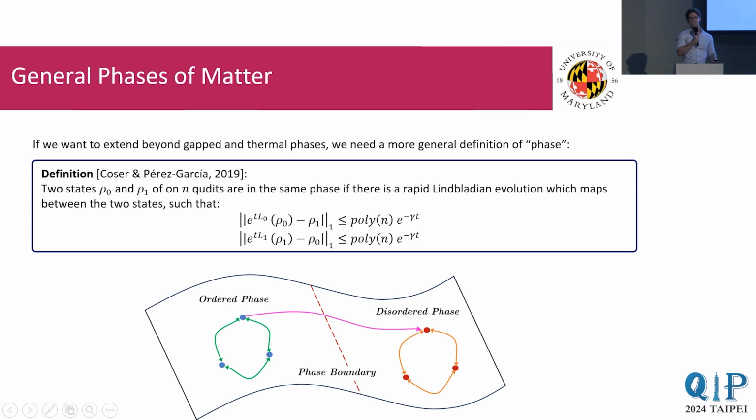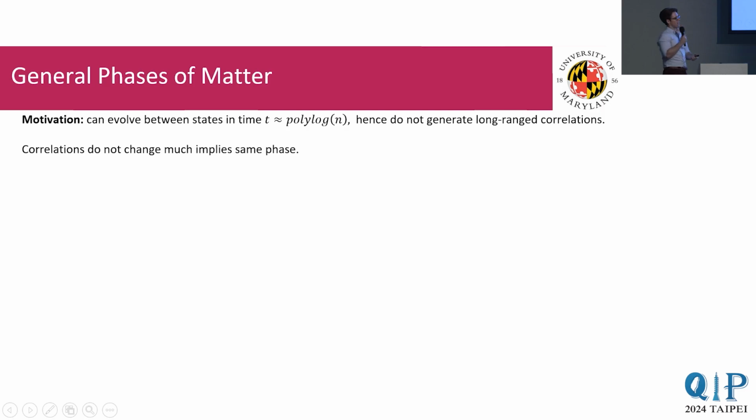So you can imagine if you have, let's say, an Ising model, you can go between states in the ordered phase, or you can go between states in the disordered phase. It turns out you can also go from the ordered phase to the disordered phase, but you can't go from the disordered phase to the ordered phase. This may not be super intuitive to everybody here. I'm just going to state it and maybe provide some justification.